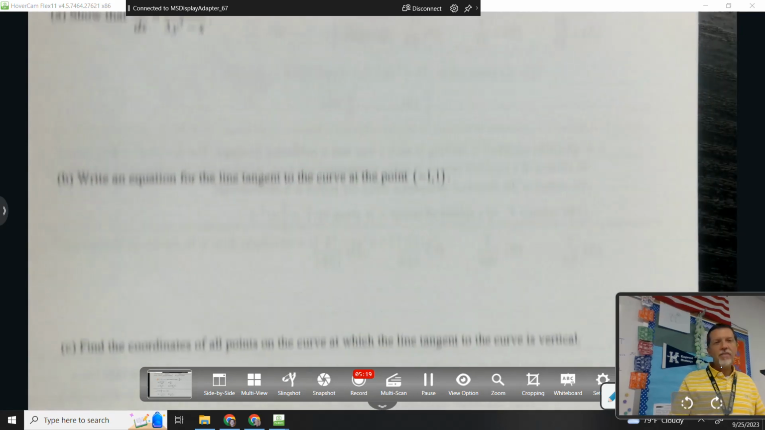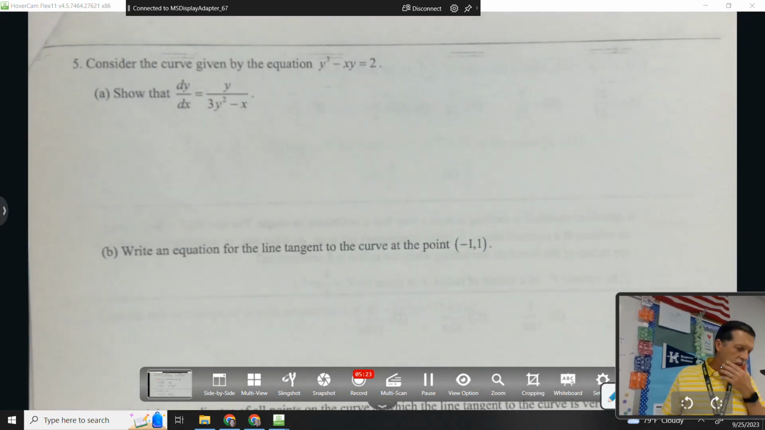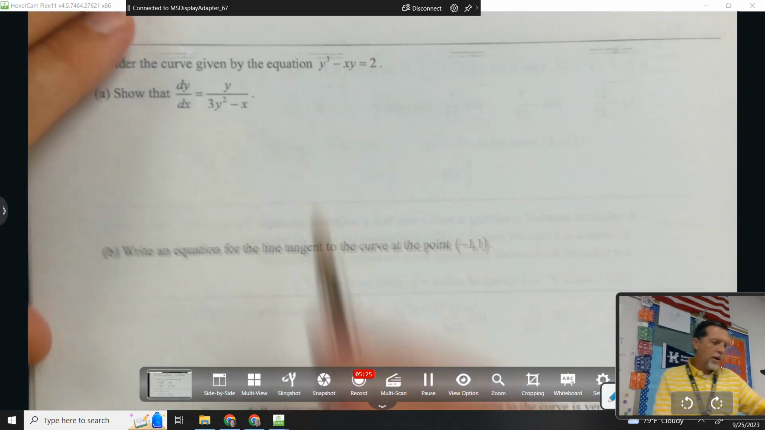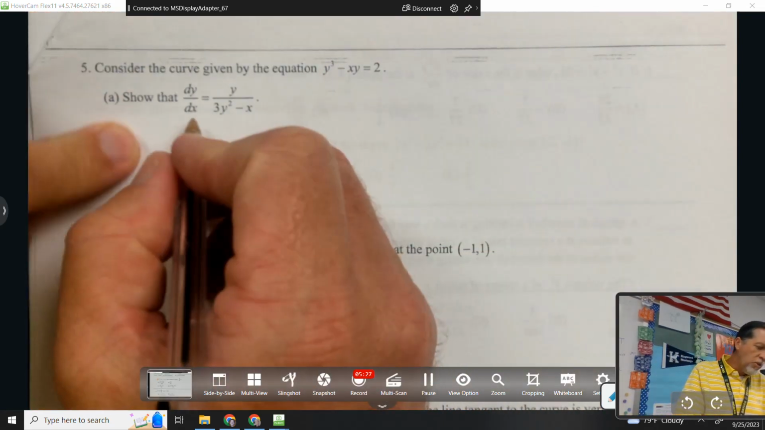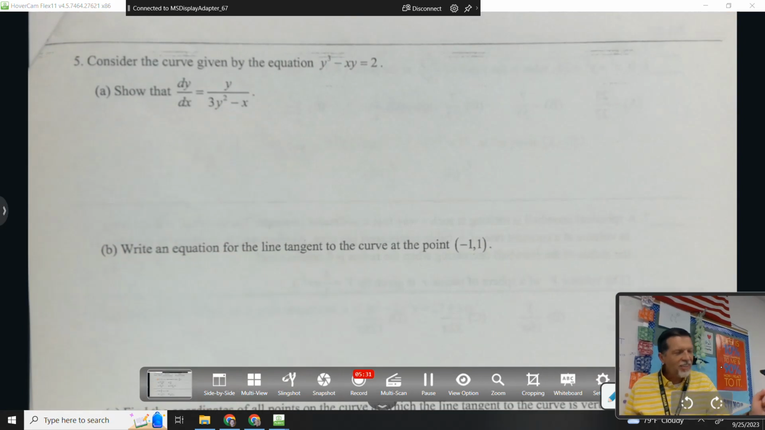Number 5. Kind of a long one. Consider the curve given by this equation. Show that, oh, we like this, right? Like, here's the answer, just get there.